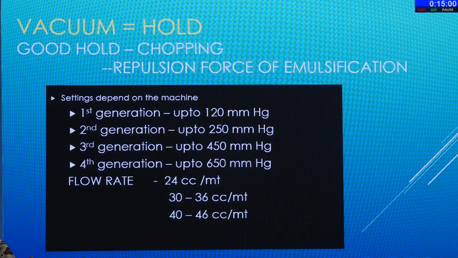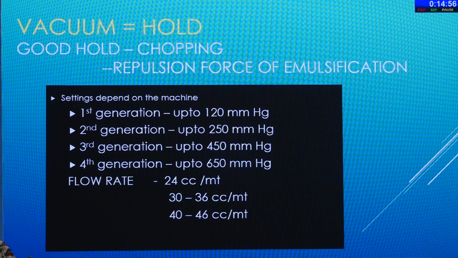In earlier machines, the vacuum was only up to 120, and gradually, as machine generations improved and we had better settings and better dynamics, from first, second, third, to fourth generation machines, the vacuum increased from 120. Now we are operating at more than 450 millimeters of mercury. Similarly, flow rate in the earlier machines was only up to 20 to 24, and gradually with the advent of modernization of phaco dynamics, the flow rate has increased to 30, 36, and now we are working on 40 cc of fluid per minute.